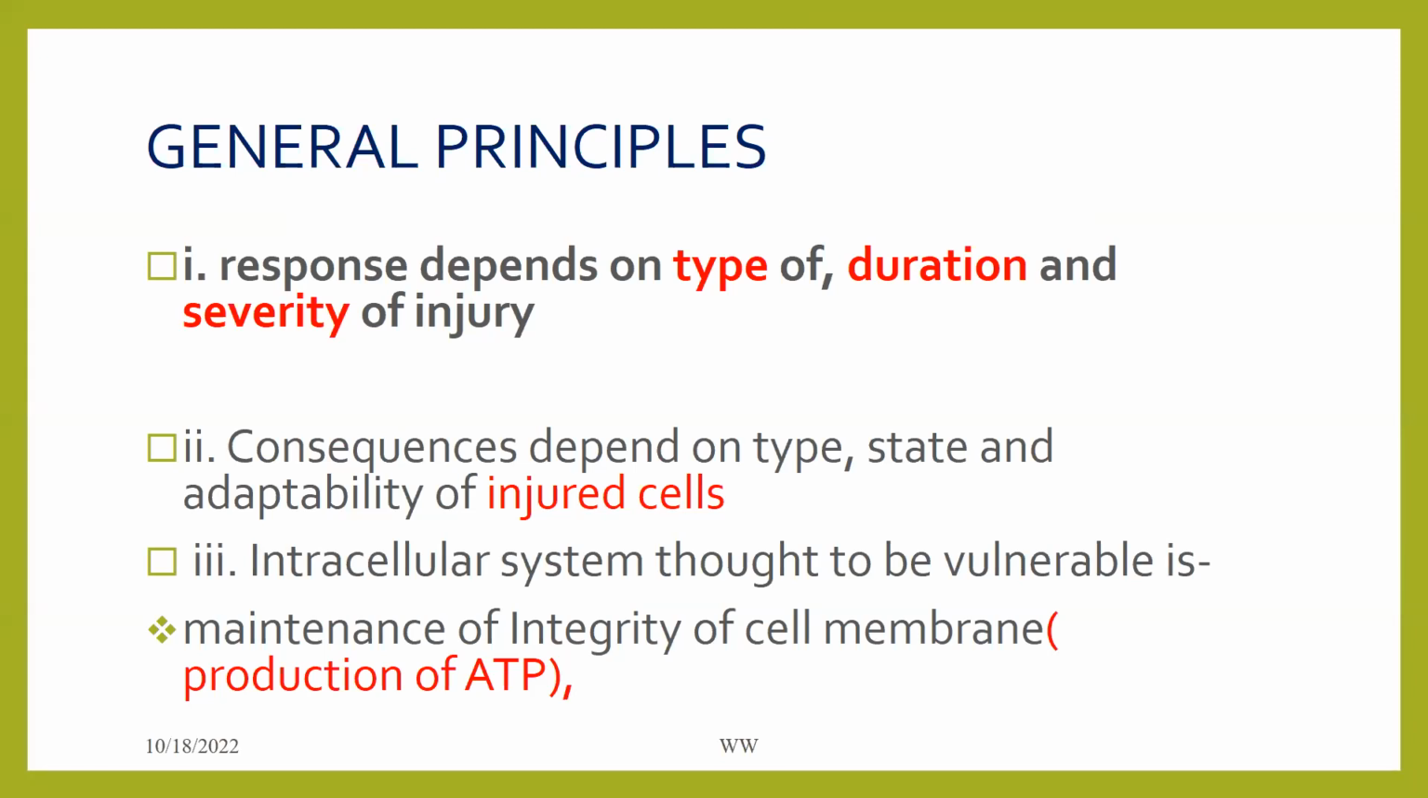And the systems that are thought to be affected during an injury, things you've already heard of, disturbance of production of ATP, which is required in the maintenance of integrity of the cell membrane.